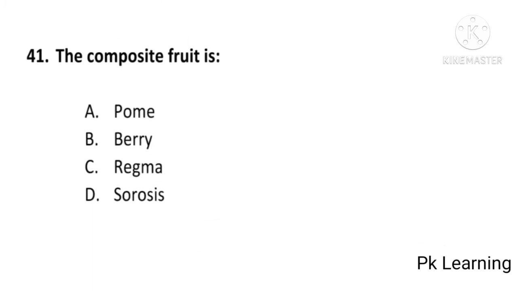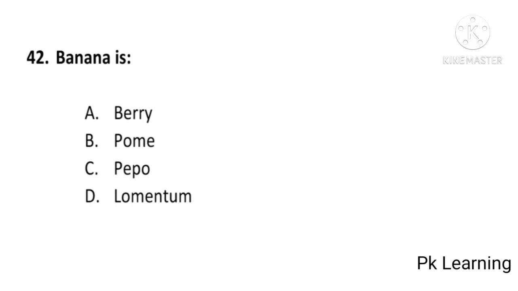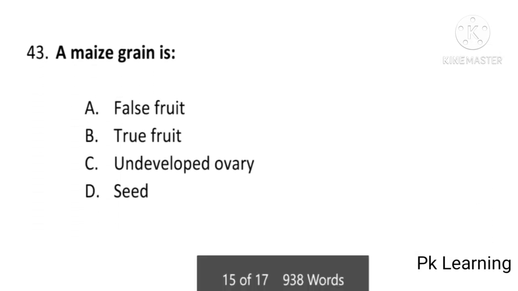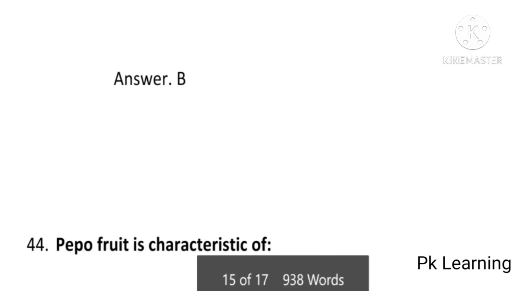And next question is, the composite fruit is pome, berry, regma, or sorosis. And answer is D, sorosis. The composite fruit is sorosis. D is correct option. And next question is, banana is berry, pome, pepo, or lomentum. And answer is A, berry. Banana is a berry. A is correct option. And next question is, a maize grain is false fruit, true fruit, undeveloped ovary, or seeds. And answer is B, true fruit. A maize grain is true fruit. B is correct option.